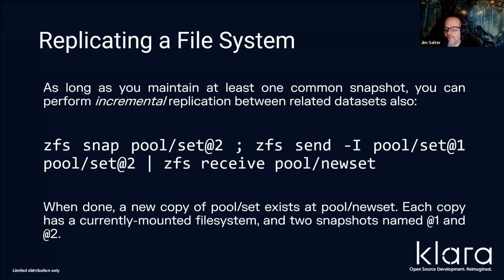So example here, we take another snapshot named @2 on our source pool/set. Now we zfs send with the -I flag for incremental. The capital I version means I want all of the snapshots in between my common snapshot and my newest snapshot. If you were to use a lowercase i there instead, you would only get the second argument. So when we say zfs send -I pool/set@1 pool/set@2, we're saying I want to make sure that I've got the snapshot @2 and any other snapshots in between @1 and @2. I want those to be received at pool/newset.